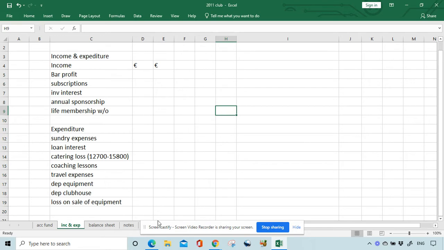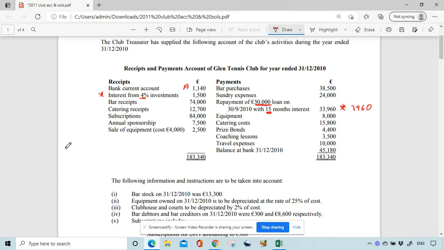Now, with income and expenditure, I'm generally taking most of my figures from the receipts and payments. Remember, the sale or purchase of fixed assets never goes into income and expenditure. Never. They do not go in, but their depreciation does.